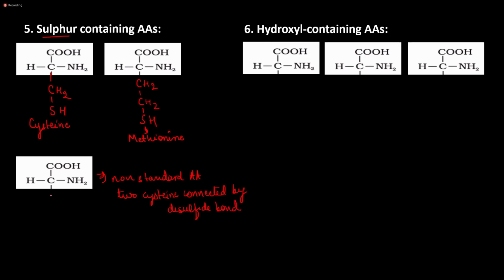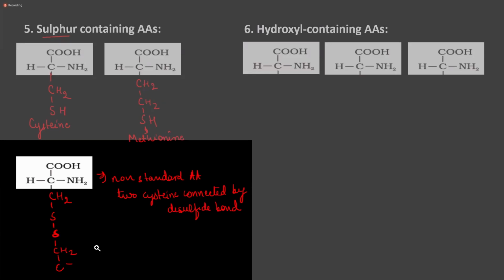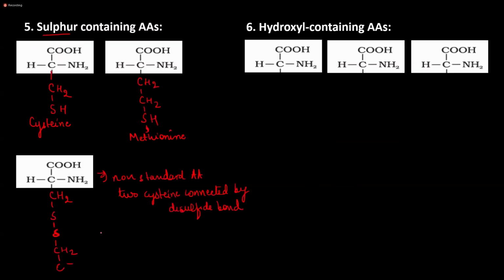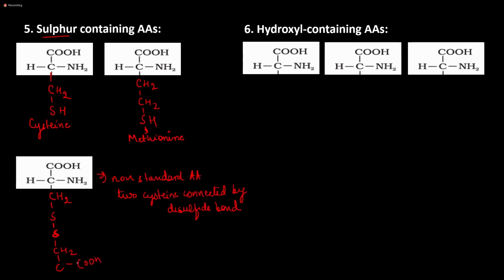So how does this structure look like? So you have 1 cysteine. Now you connect it with a disulfide bond. So this is the sulfur of 1 cysteine. This is the sulfur of another cysteine. It is connected to CH2 and it is connected to the backbone, right? So this is the structure of cystine. Okay, so there is a difference in the spelling of both this cysteine and this cystine.